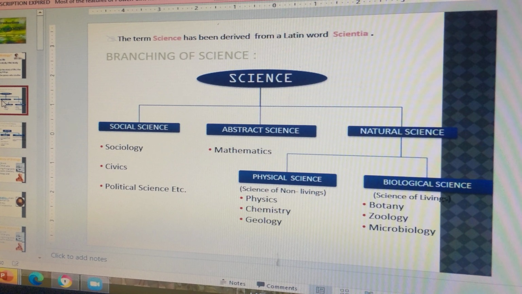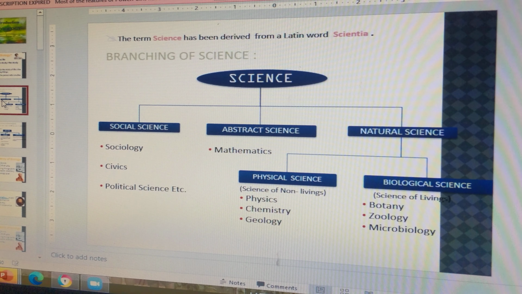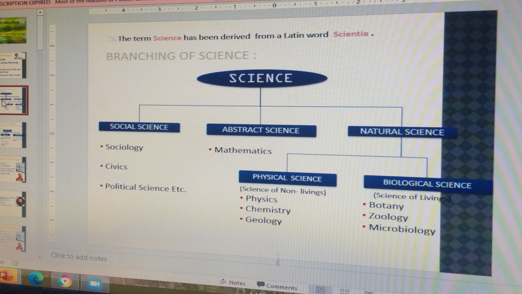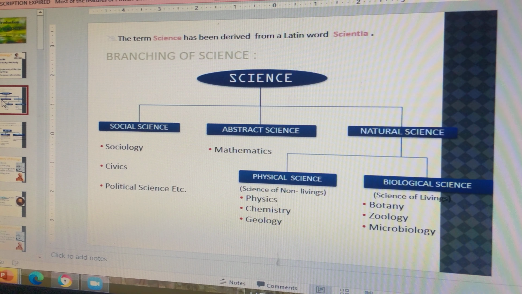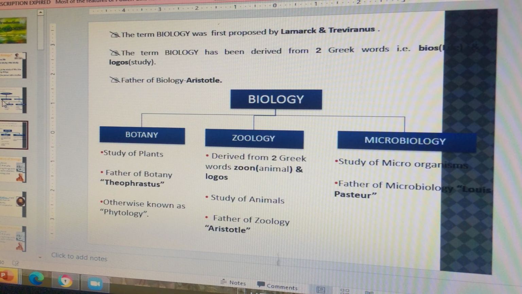And then now we have the biological. So with biological science, it is divided into three. Botany, which is the study of plants. Zoology is the study of animals, which is our subject, your course for today. And we have the microbiology, which is the study of microorganisms.